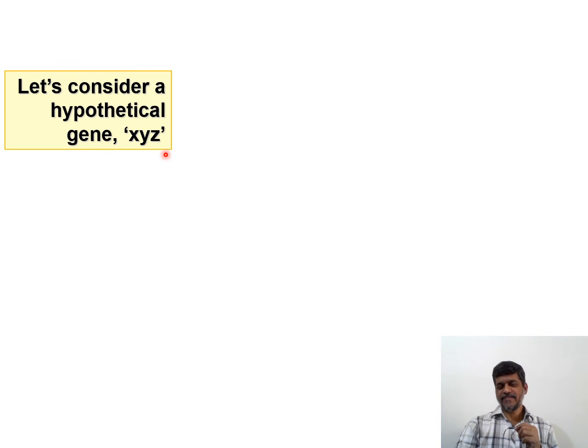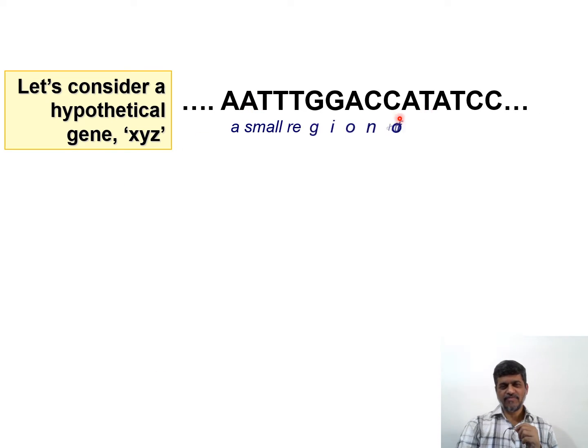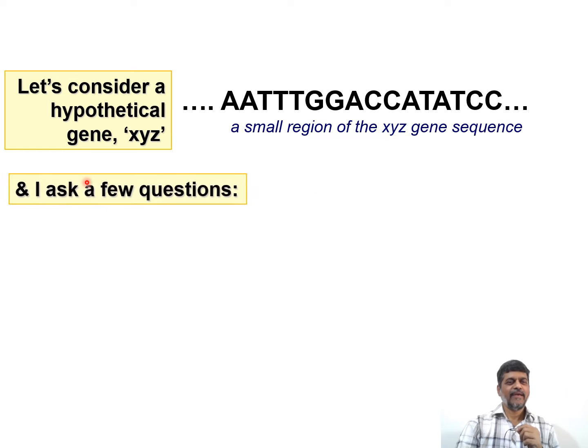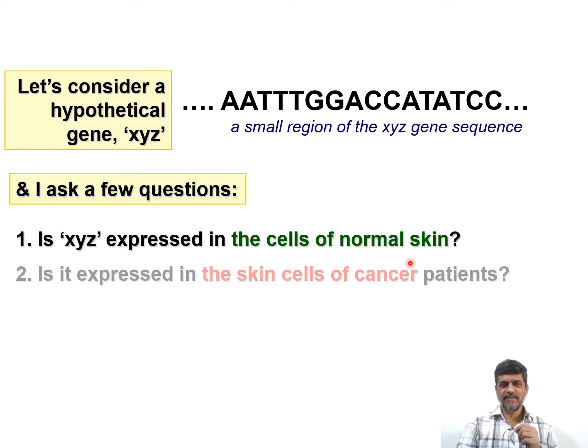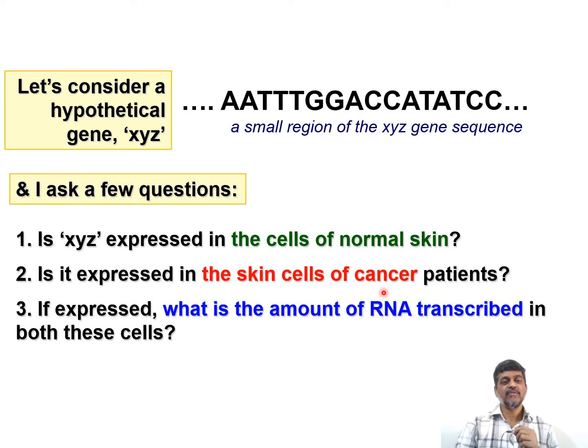Let's consider a hypothetical gene. I will take a small region for demonstration and I will ask a few questions now. Is this gene expressed in the cells of normal skin? Is it also expressed in the skin cells of cancer patients? If yes, what is the relative amount of the RNA produced?